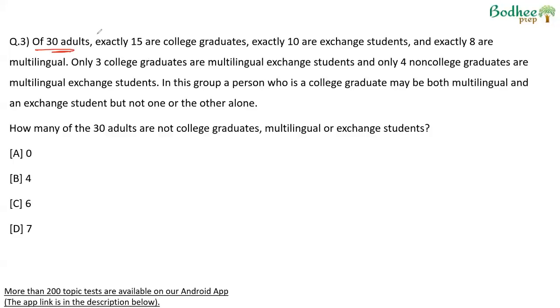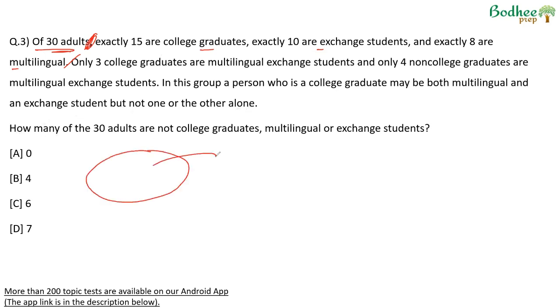Of 30 adults, this is the total. Exactly 15 are college graduates, 10 are exchange students, 8 are multilingual. 3 attributes are there. 3 college graduates are multilingual exchange students, and only 4 non-college graduates are multilingual exchange. In this group, a person who is a college graduate may be both multilingual and exchange student, but not one or the other alone. How many of the 30 students are not college?